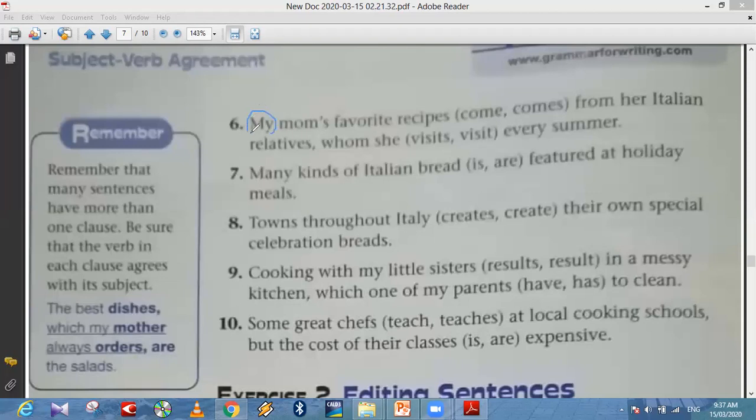My here is a possessive adjective. My mom's, if you have a noun with apostrophe s like this that refers to possession, it's called a possessive noun. It's not the simple subject. Okay? Favorite is an adjective, it's not the simple subject. So not this one, not this one. So recipes is the simple subject.